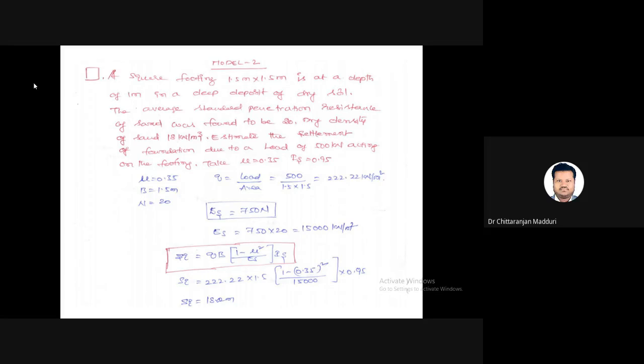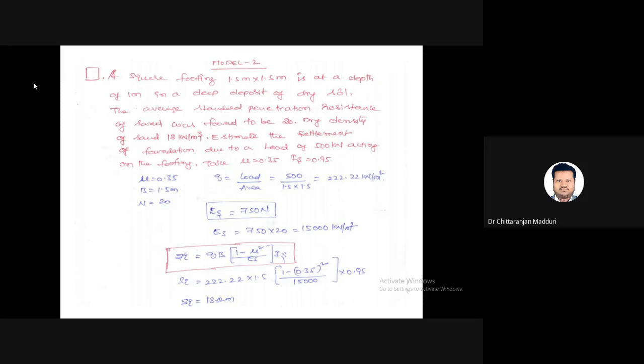This is the modulus of elasticity Es. So immediate settlement is equal to q into B, into 1 minus mu square, by Es, into Is. q, the net foundation pressure, equals 222.22. Width of the foundation is 1.5, and Poisson's ratio gives 1 minus 0.35 square, divided by the modulus 15,000. The influencing factor is 0.95. So finally, we get immediate settlement equal to 18.02 meters.